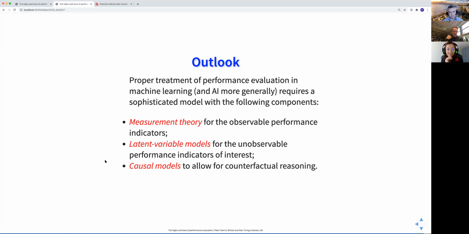We also need to have models, because often the things that we're interested in are not observable. So that's where the latent variable models come in, and psychologists have done a lot of work there, and we started using that in machine learning. And finally, what we need is causal models and counterfactual reasoning in our evaluations.